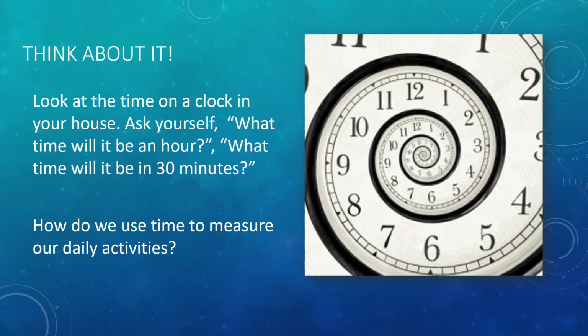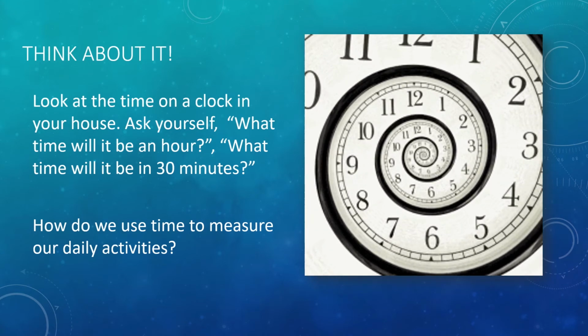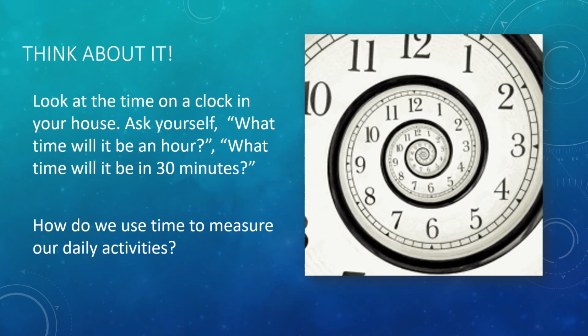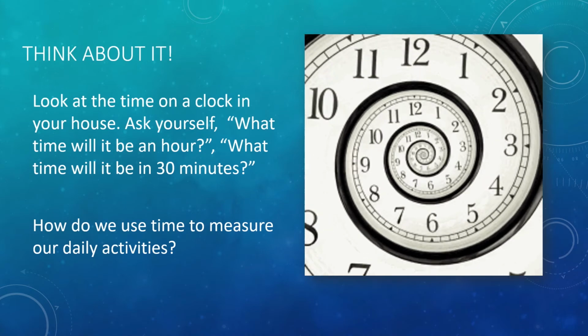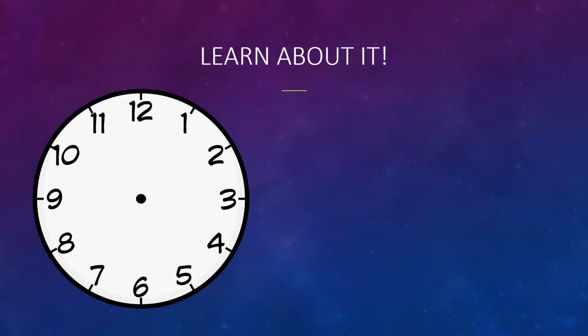How do you use time to measure your daily activities? Do you have a schedule? How do you plan for time? These are all great questions to think about when dealing with elapsed time. Elapsed time is all about finding the total time of an event that took place. We can find elapsed time by figuring out what time something started and figuring out how much time has passed until it ends. Let's think about the following example.